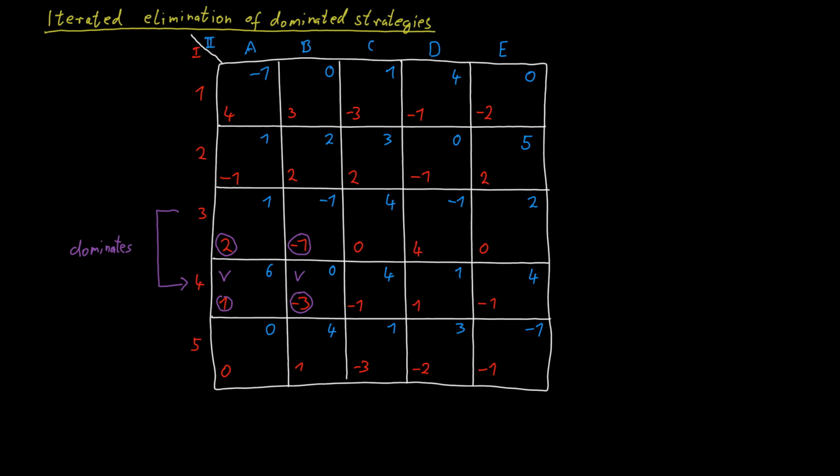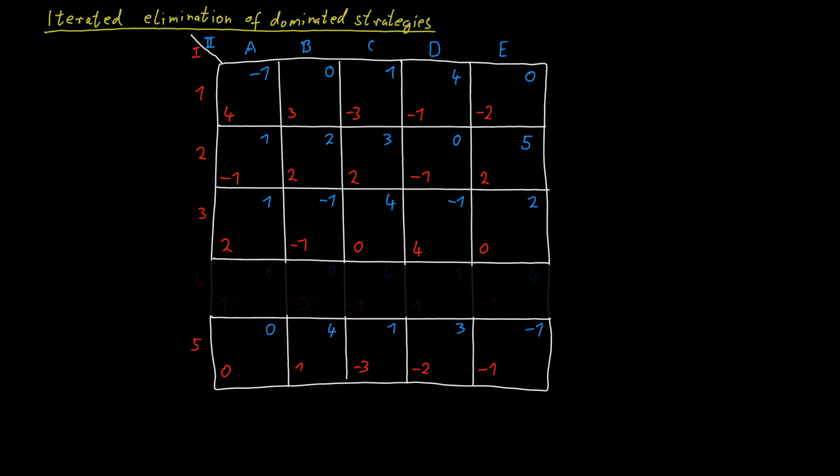If player 2 plays strategy C, strategy 3 gives player 1 a payoff of 0, which is more than the payoff of -1 that player 1 would get by playing strategy 4, and so on. So playing strategy 3 is always strictly better than playing strategy 4, regardless of what player 2 does. So we can remove strategy 4 from the game. We just cross it out, so we ignore this from now on. We now have a smaller game where player 1 has only 4 strategies left rather than 5.